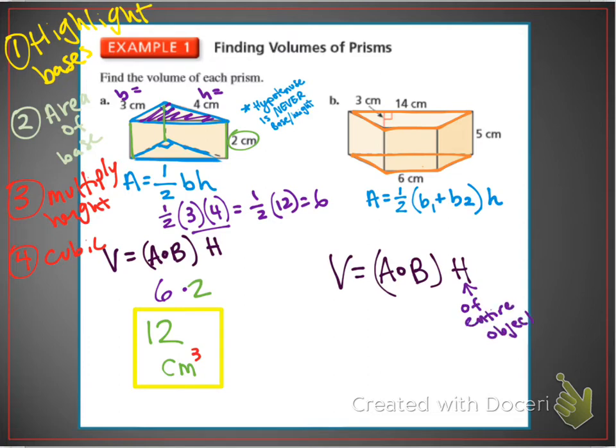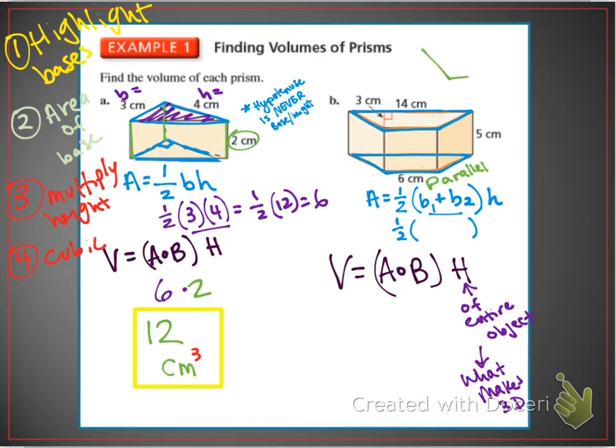The height of the entire object is what makes it 3D. So what makes it three-dimensional? Okay, so we're going to look at the trapezoid, and I'll show you the difference between the height of the trapezoid and the height of the whole prism. So B1 and B2, it looks hard, but this means the two bases of the trapezoid, these two are going to be parallel.